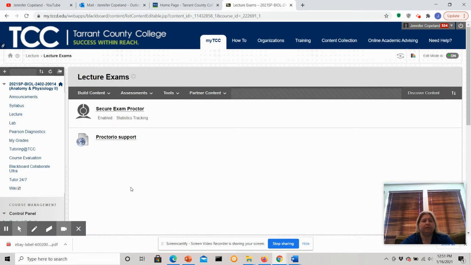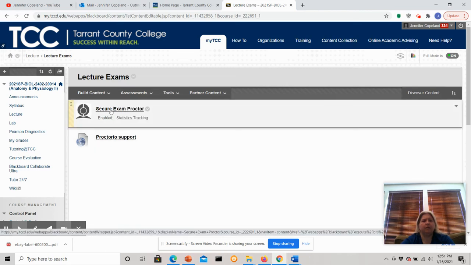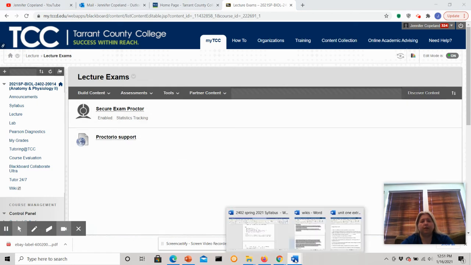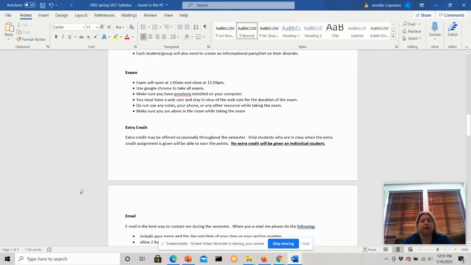So there's no exams listed yet, so don't worry about that because your first exam is in a few weeks. But click on this. It says Secure Exam Proctor, and it's going to add it to your browser, and you'll see it, I believe, up the top right. You will need to have Proctorio installed in order to do any of your exams, and your quizzes and exams in lab.